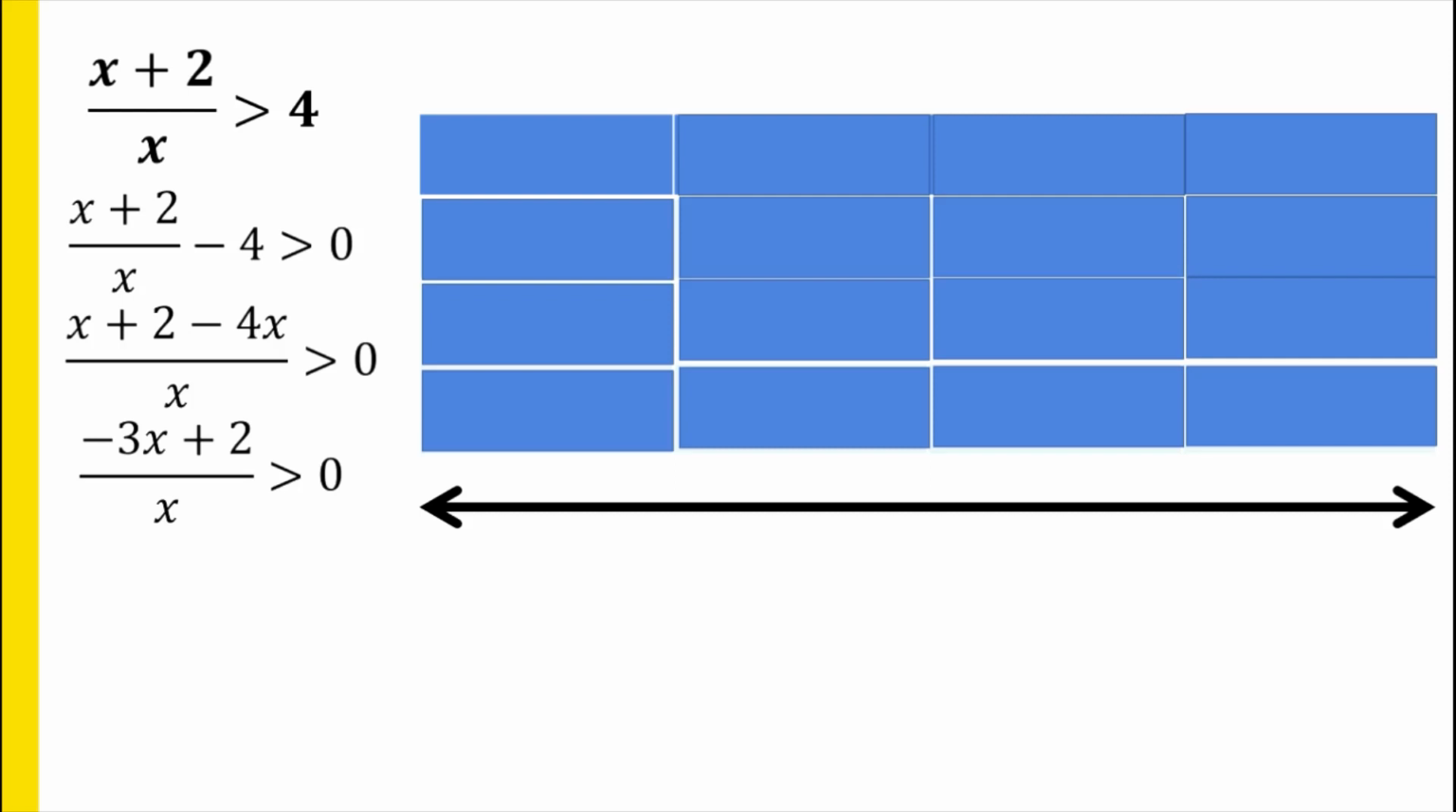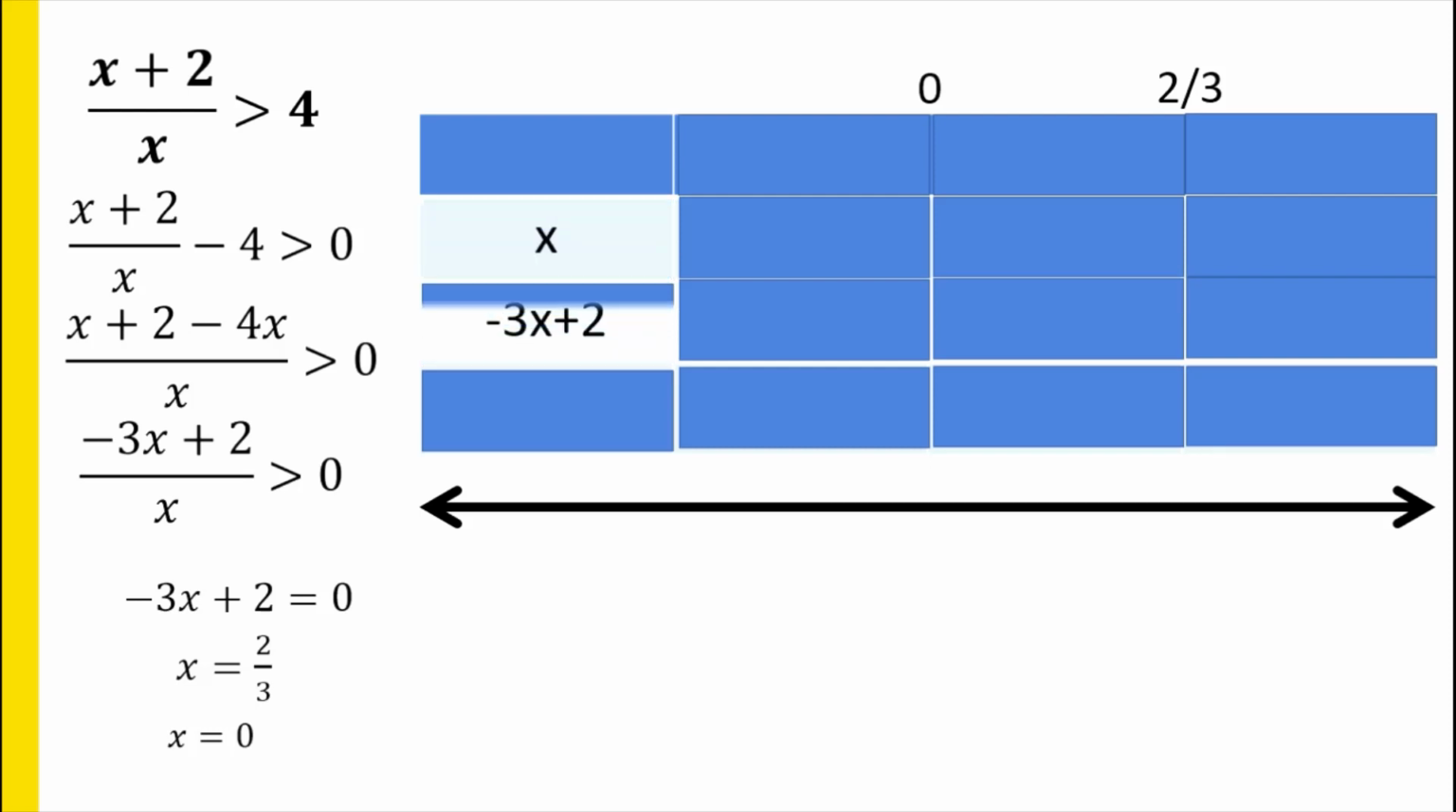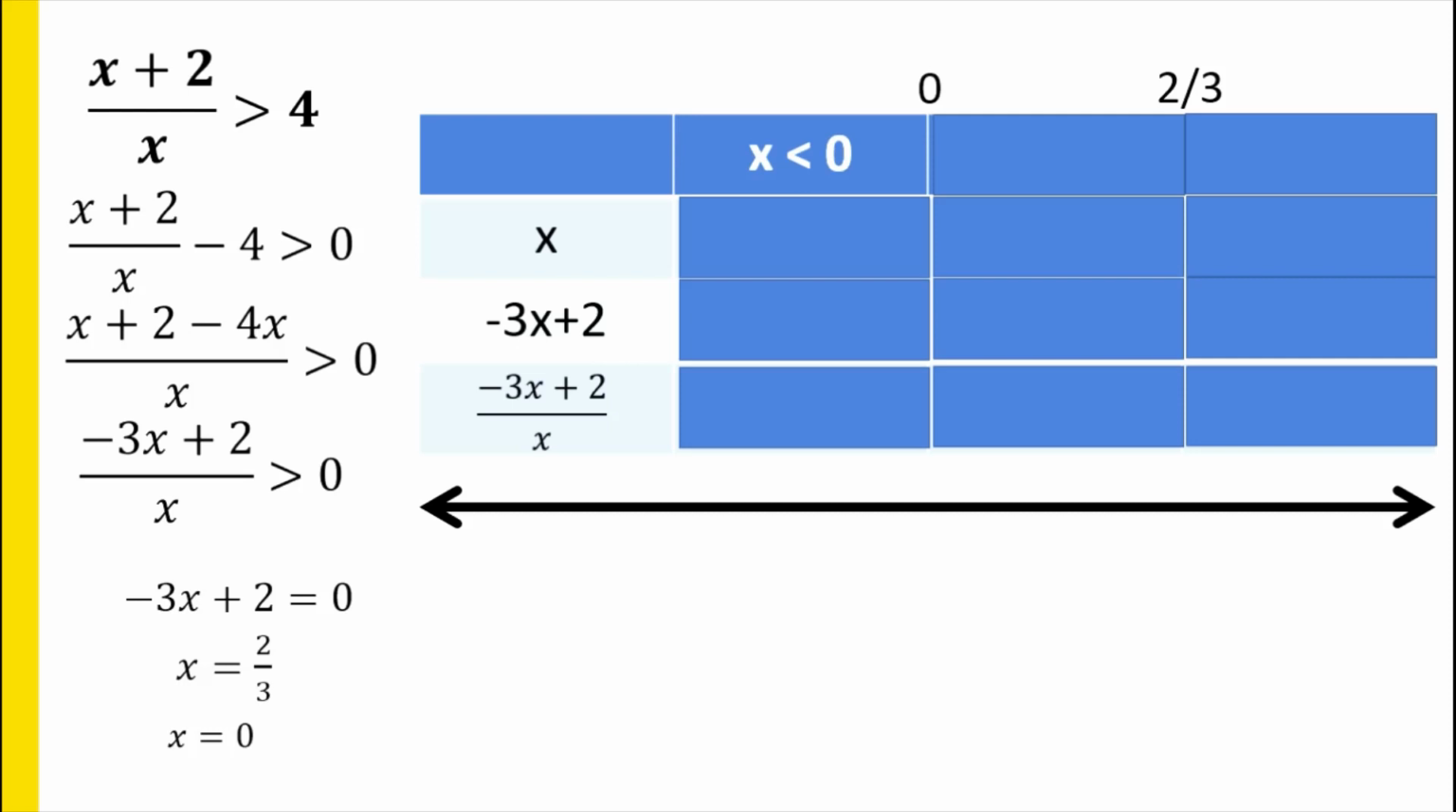Now, let's find the critical values here. For the numerator, that's x equals 2/3, and for the denominator, that's x equals 0. Another strategy when it comes to the sign table is we put our critical values in the lines here on our second and third column. Since we have two critical values, we have three inequalities, which are x is less than 0, x is between 0 and 2/3, and x is greater than 2/3.